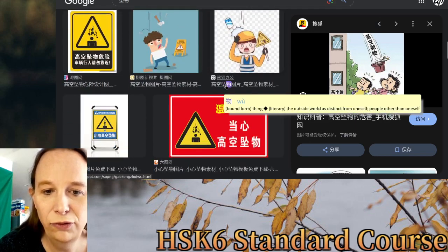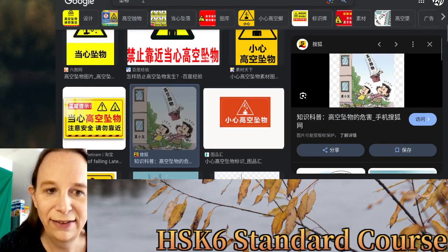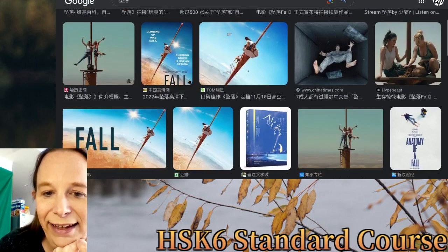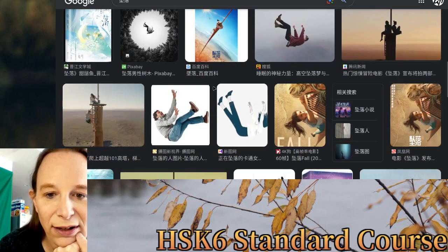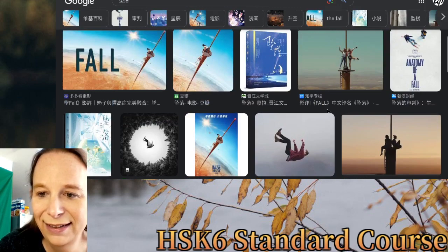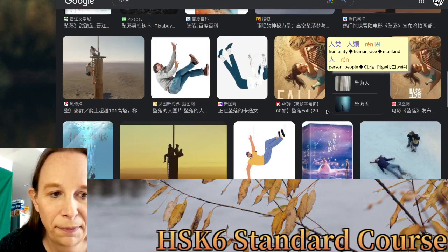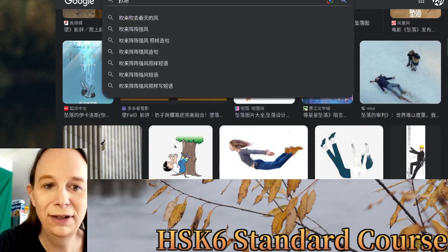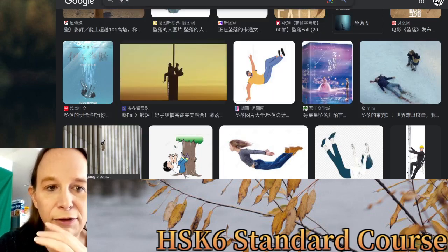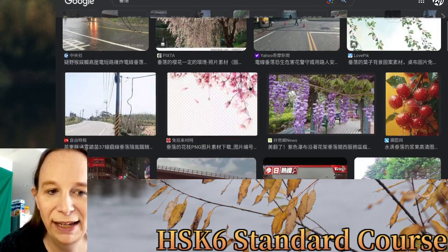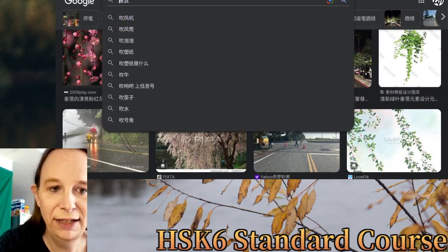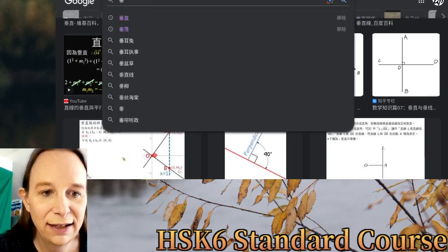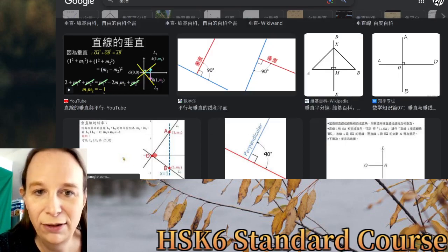Gao kong zhui wu, zhui wu. Okay, so these zhui wu are falling, zhui luo. It seems like falling is a better translation. Yeah, they look like they could zhui luo. It's very dangerous. Okay, so falling is better than drooping. Maybe chui luo seems better. Chui ji? Maybe chui ji is better again. Oh no, chui ji is perpendicular. Chui luo seems fine.